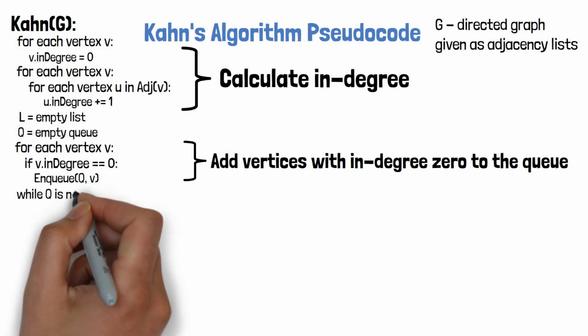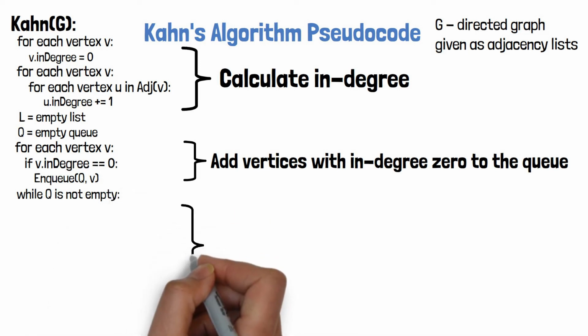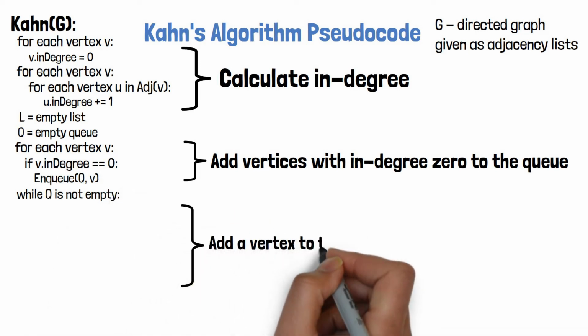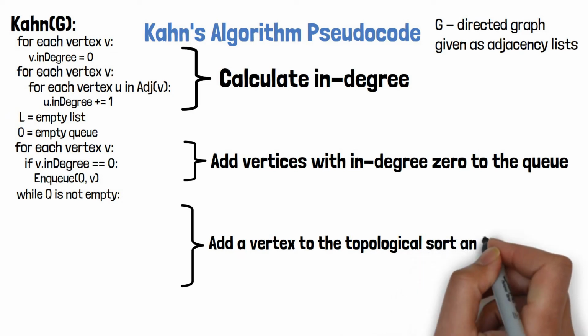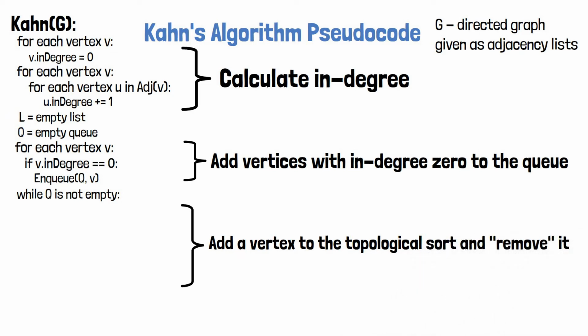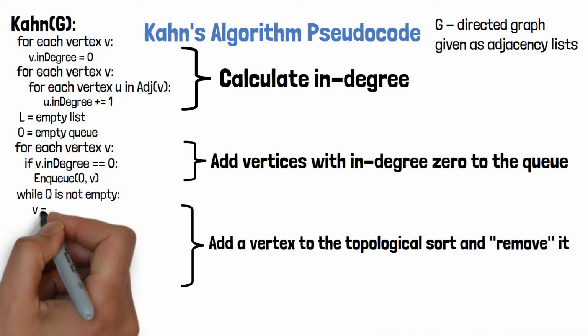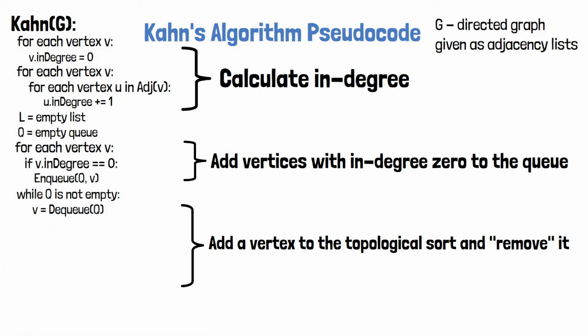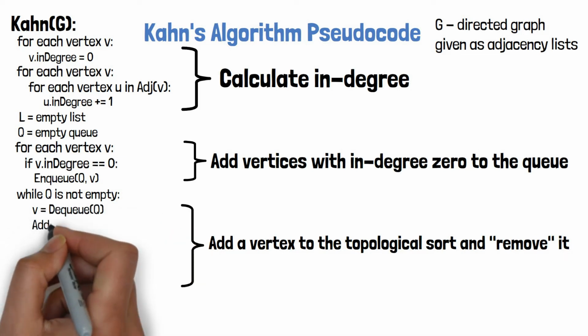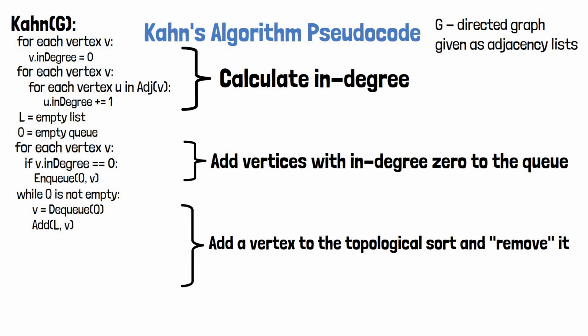Now, while the queue is not empty, we add a vertex to the topological sort and "remove" it from the graph. The quotes are because we don't really remove it. We do this by first dequeuing a vertex from the queue. We then add it to the topological sort. Remember, at start we only added vertices with in-degree 0, so we know this vertex can be added to the topological sort, as there will be no edge from any vertex connected to it.